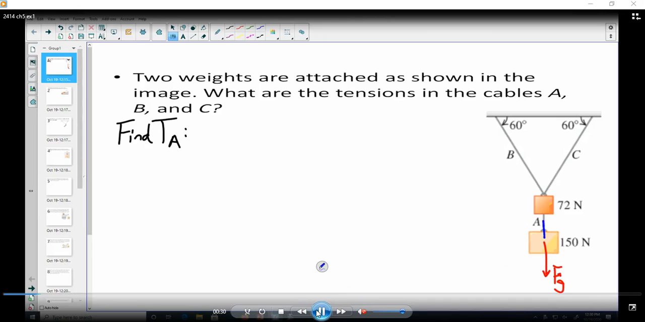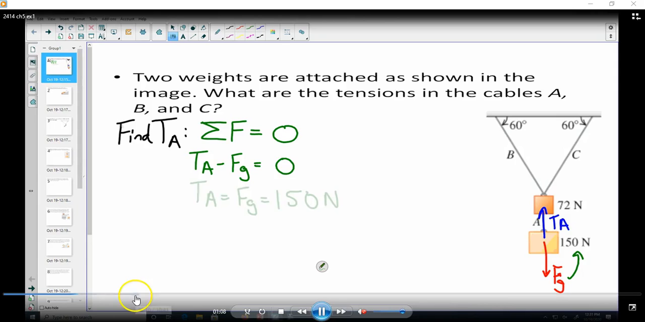And obviously, there's the force of gravity, and then the tension force. And so, again, because it's in equilibrium, the sum of the forces is equal to 0. So if we take the up direction to be positive, then the tension in the string minus the force due to gravity should be equal to 0. This just implies that the two are equal to each other. The tension has to be equal to the force due to gravity.